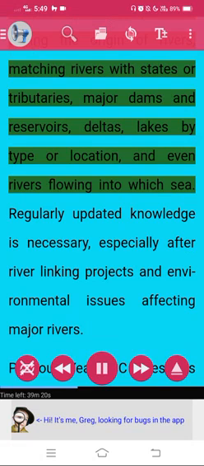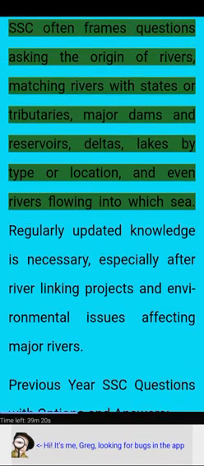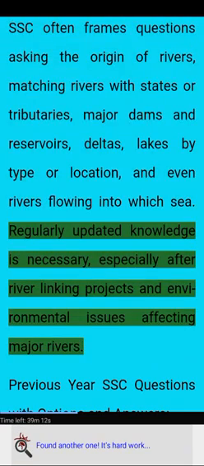SSC often frames questions asking the origin of rivers, matching rivers with states or tributaries, major dams and reservoirs, deltas, lakes by type or location, and even rivers flowing into which sea. Regularly updated knowledge is necessary, especially after river linking projects and environmental issues affecting major rivers.